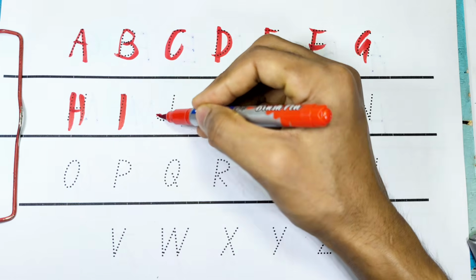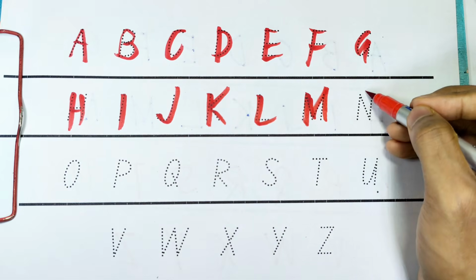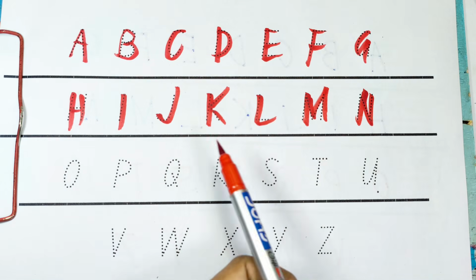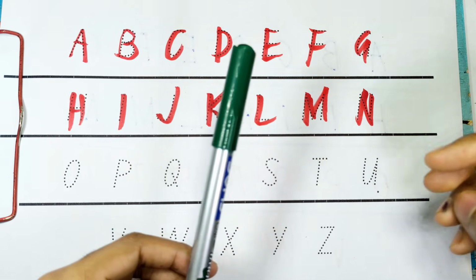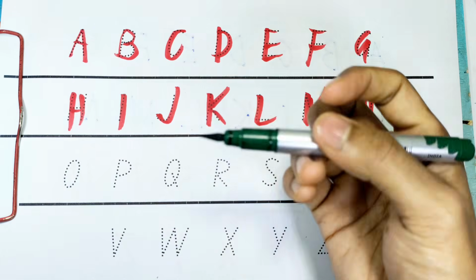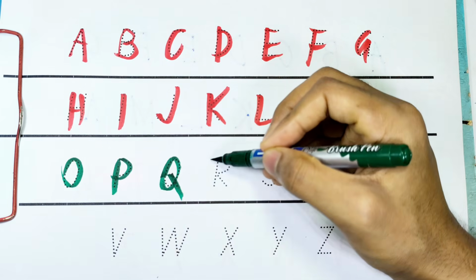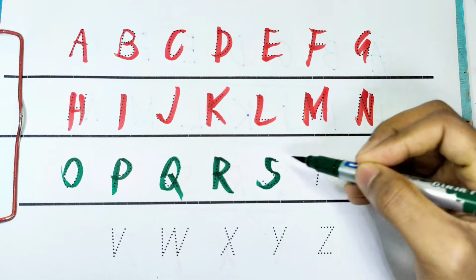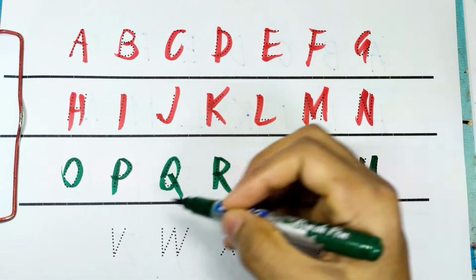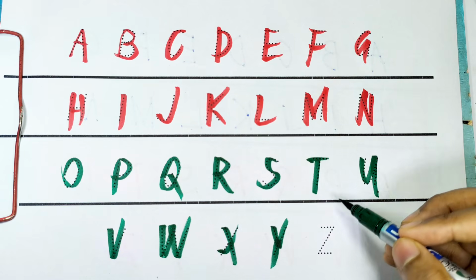H, I, J, K, L, M. N for nose and nest. The next one is O. So kids, now we're using the dark green color. O. The next one is P, Q, R, S, T, U, V, W, X, Y. And the last one is Z.